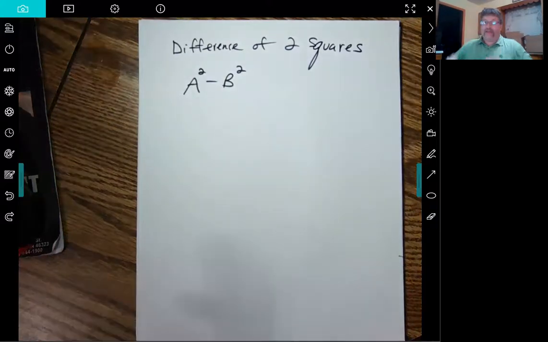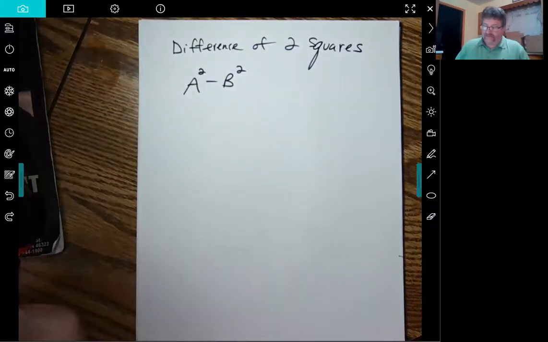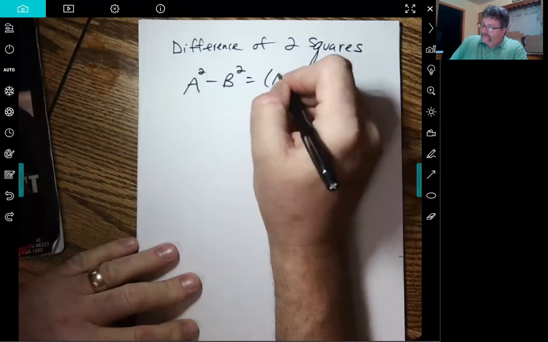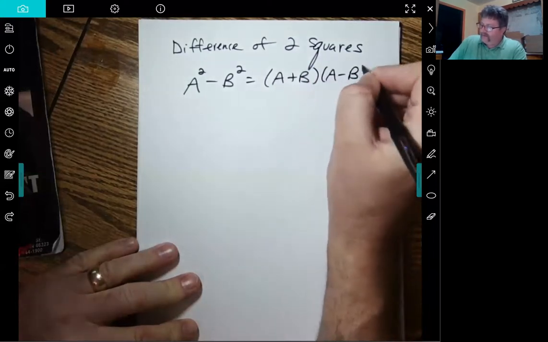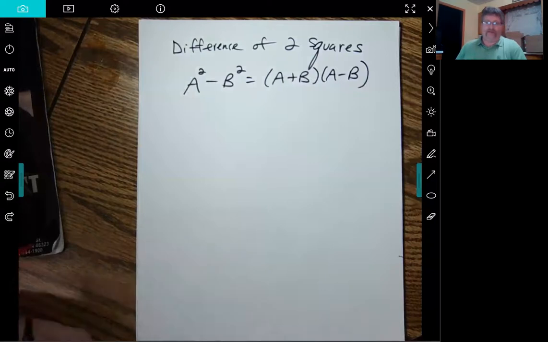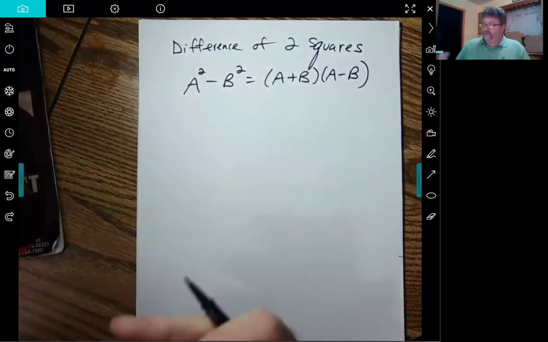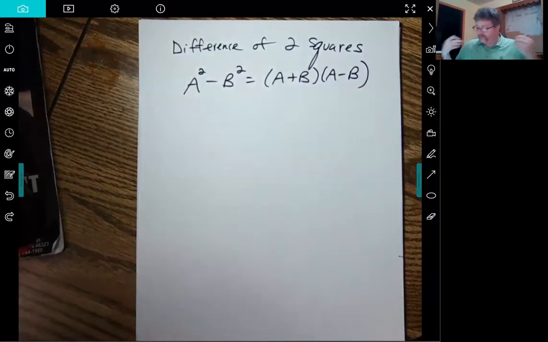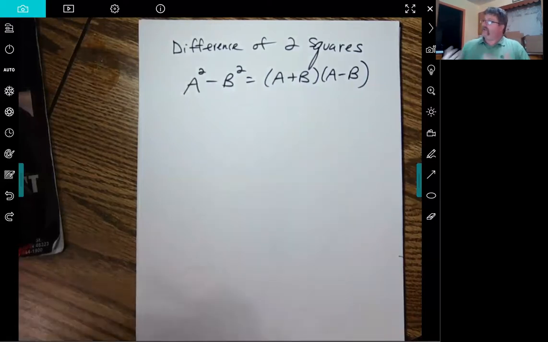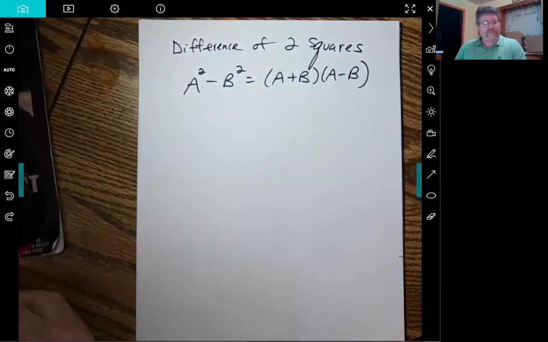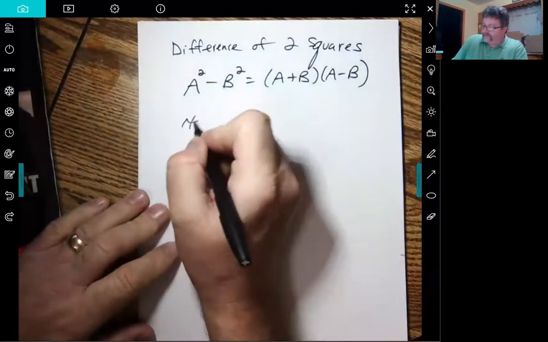Okay, this factors immediately, and this is just one of these things you have to know. It factors immediately into a plus b times a minus b. This is a special case, but it's a case that shows up on your exam, so I would commit that to memory. A squared minus b squared factors into a plus b times a minus b. Well, let's do an example.